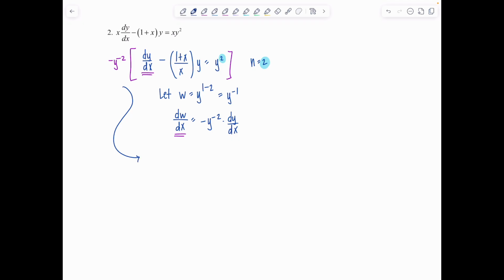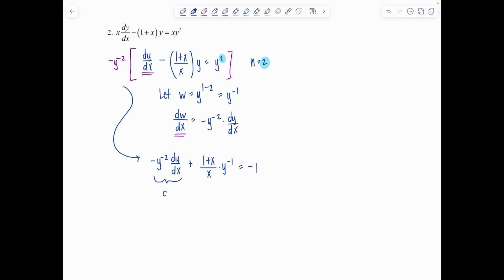Okay, come down here. Let's multiply through: negative y to the negative second dy/dx plus, oh my goodness, if you miss a negative, it ruins everything because when the integrating factor's off, you're going to cry. Plus (1 plus x)/x, and then we'll have y to the negative first equals negative 1. Are we all right? Okay, good. Now let's rewrite everything in terms of w.